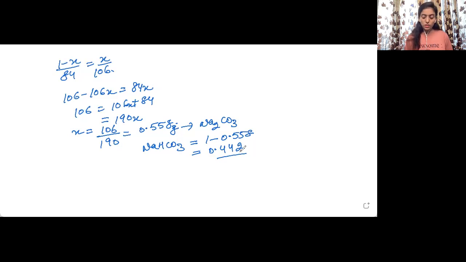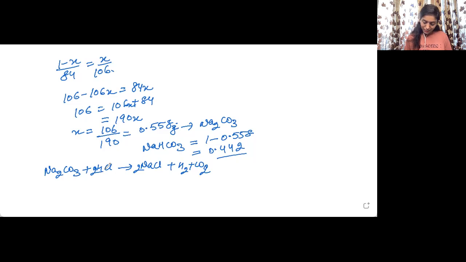These are the amounts. Now how will we find out the amount of HCl required to react with both of them? In these types of questions, we first need the balanced chemical equation. So let's write the balanced chemical equation of the reaction of sodium carbonate with HCl. It will lead to the formation of NaCl plus water plus carbon dioxide. Here I can put a 2, and now it is balanced.